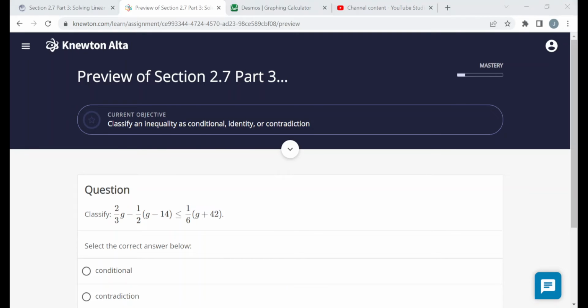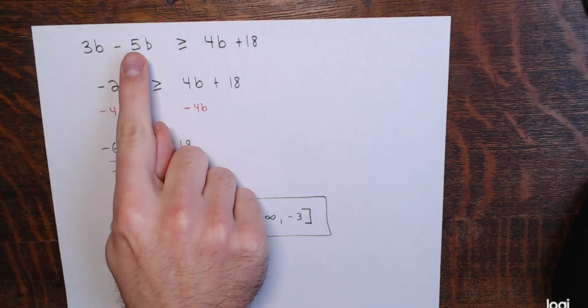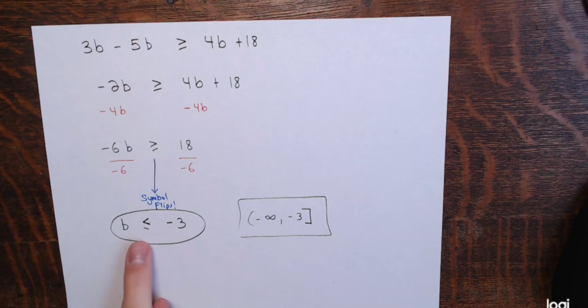So, the inequality we just did would be an example of a conditional inequality. This statement is true only under this condition, only when the value of b is less than or equal to negative 3. Otherwise, it's not true. It's only true in certain conditions.